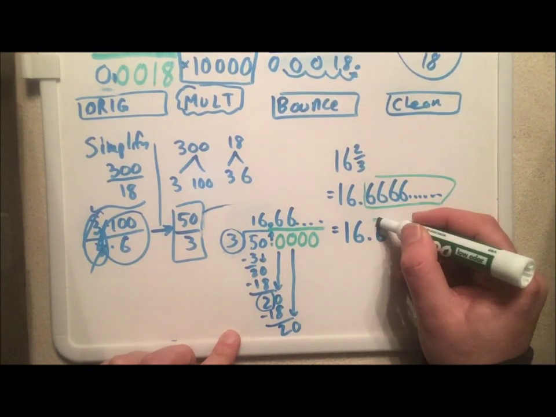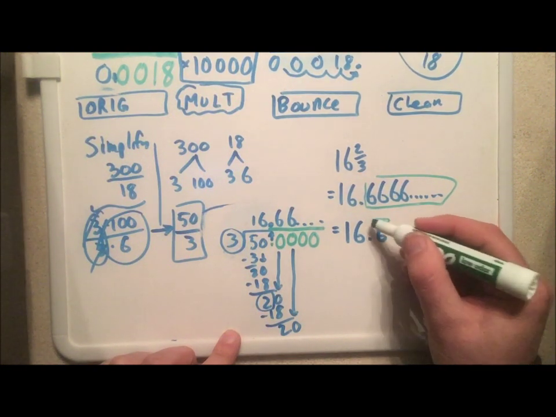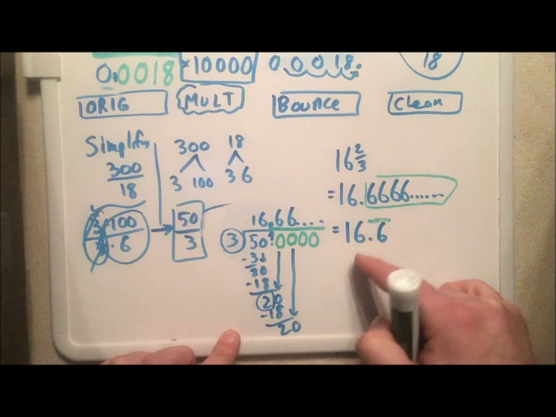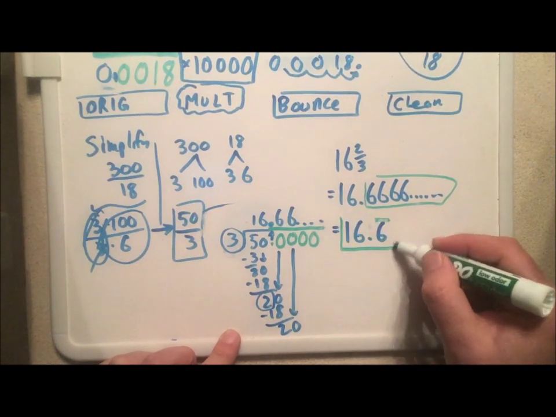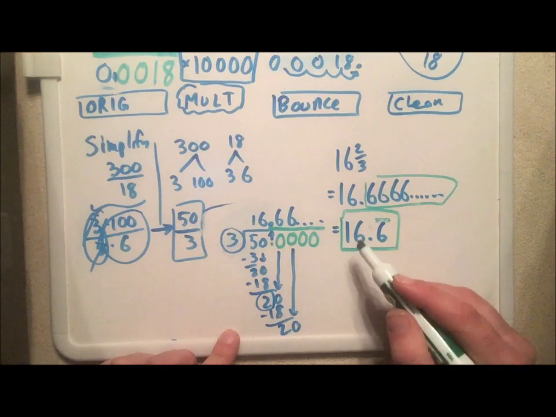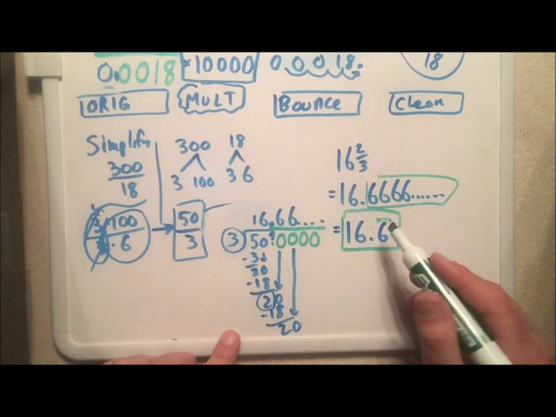And what we do is we put a little bar over top of that 6. We put a bar only over the 6. We don't put it over there because now it's over the decimal. Only over the 6. And that would be your answer. And how this reads is 16.6 bar. That's how you read that guy.